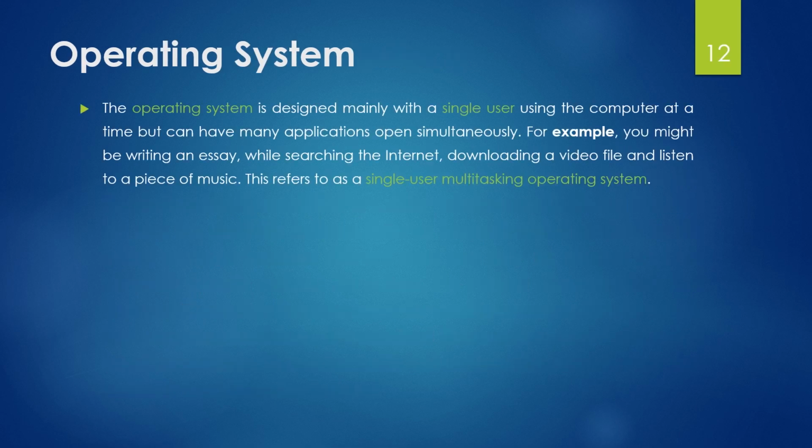So the operating system is designed mainly with a single user using the computer at a time, but can have many applications open simultaneously. For example, you might be writing an essay while searching the internet, downloading a video file, and listening to a piece of music. This is referred to as a single-user multitasking operating system.